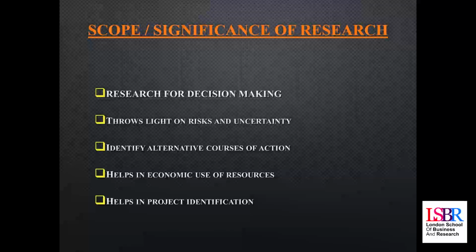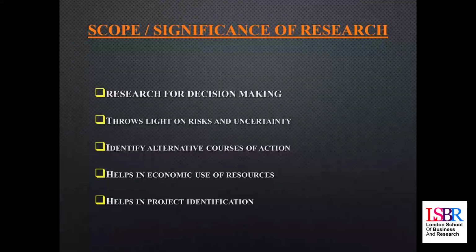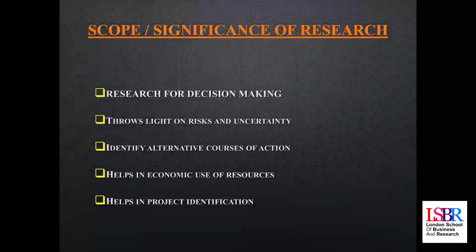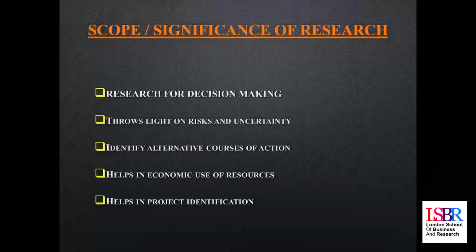It also throws light on risks and uncertainty. So it identifies areas where things maybe aren't going to plan, things where we need to be aware of issues, things where perhaps there's uncertainty, there's things that need better explanation. So again, research can do that. Research can help identify alternative courses of action. So again, by carrying out research, we might identify better ways of doing things. We might identify ways in which things can be approached, ways in which things can be done that haven't yet been adopted or haven't yet been tried and tested in existing approaches.